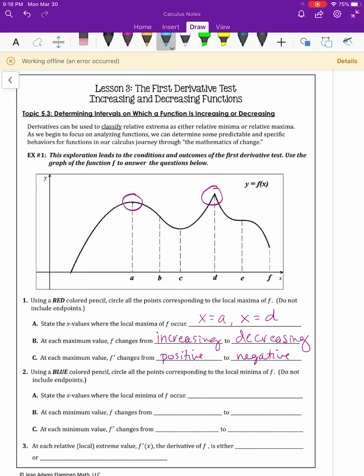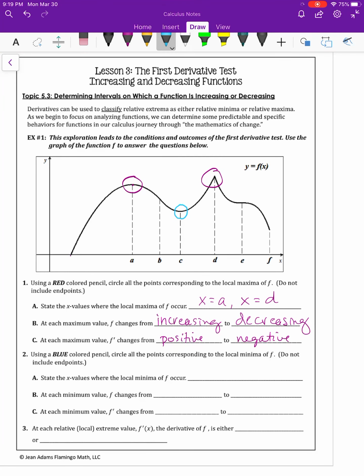And now we're going to use a blue pencil, and we're going to circle all the points corresponding to the local minima. And do not include endpoints. So it looks like we only have one here. I only see one minima. And state the x values where the local minima occur, just at x equals c.